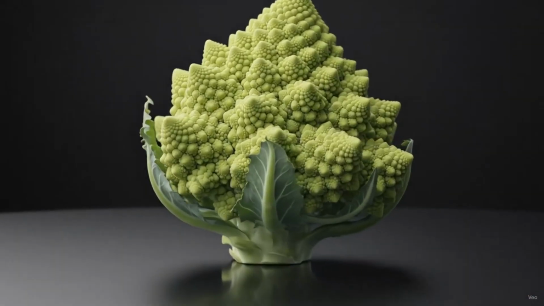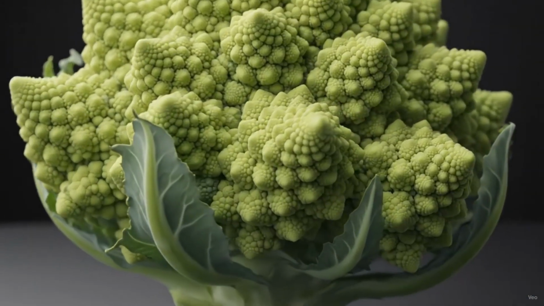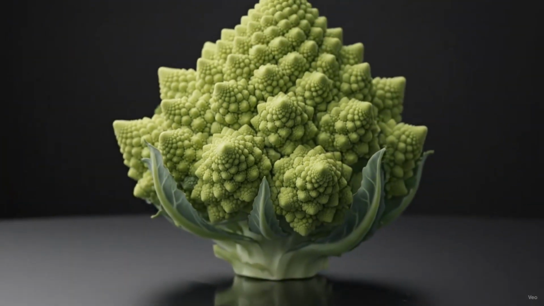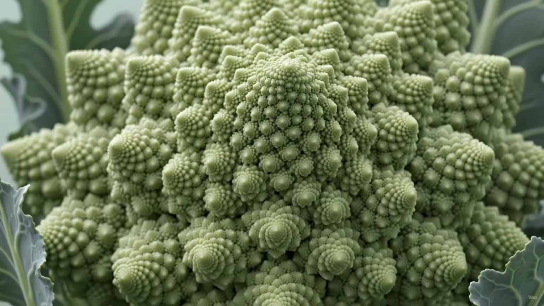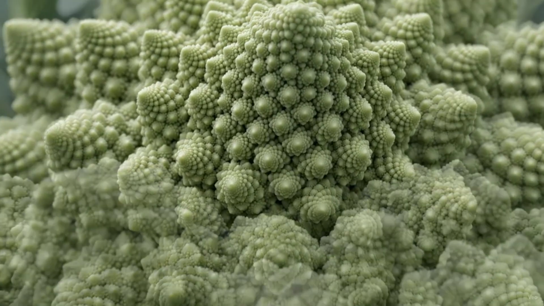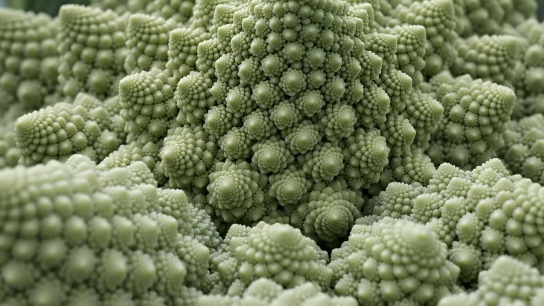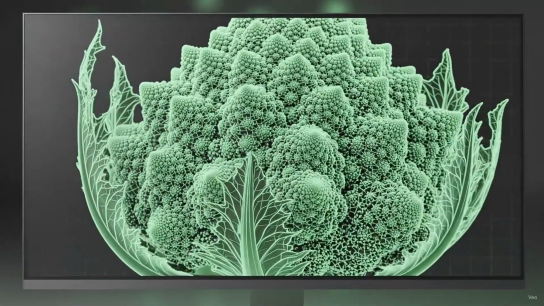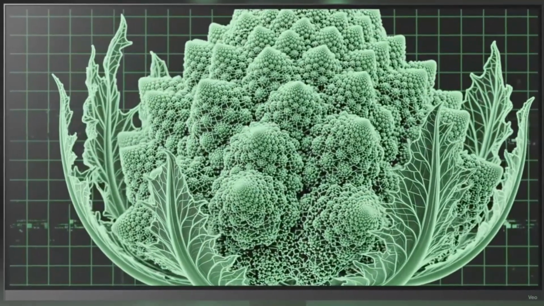This is the Romanesco broccoli, a living manifestation of a mathematical impossibility. Its cellular code runs an algorithm of infinite geometry, so absolutely perfect. It makes our most advanced procedural generation engines look fundamentally obsolete.